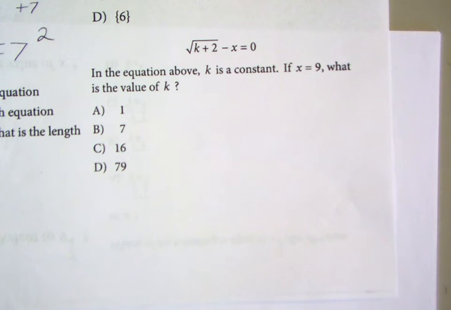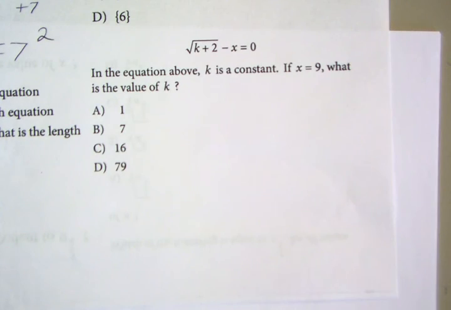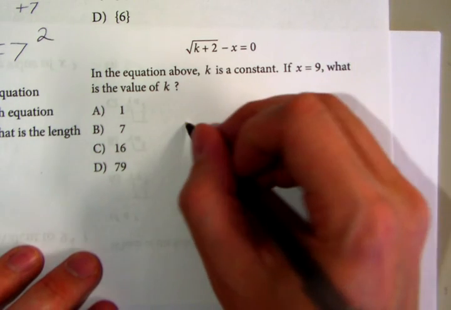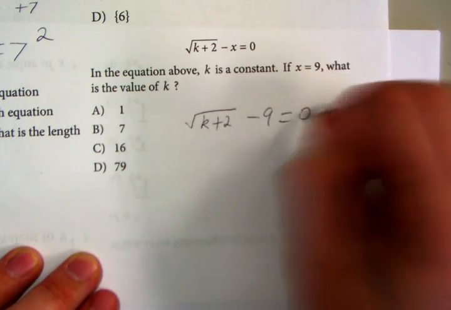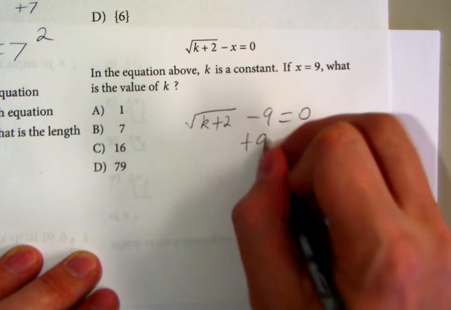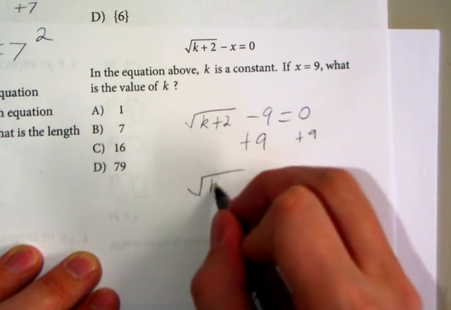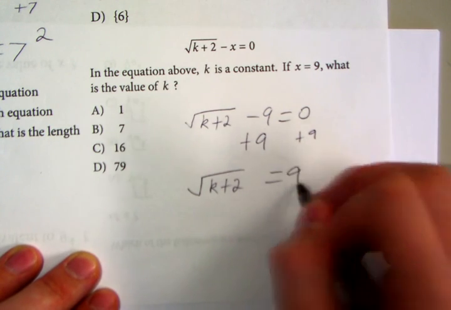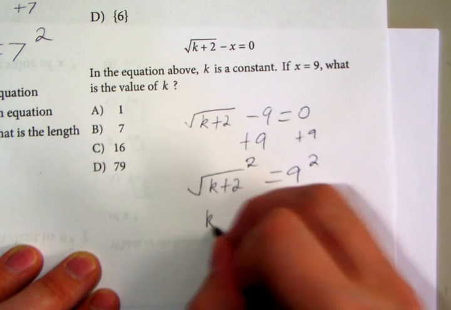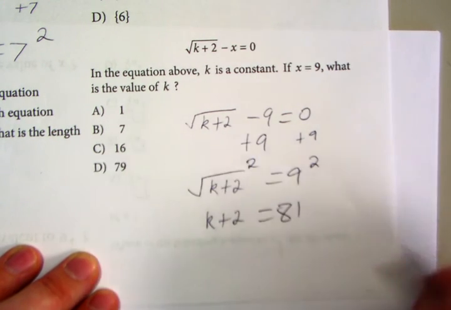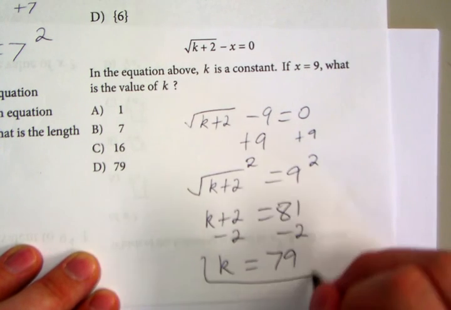For the bottom right, if we want to replace x with 9, this problem becomes the square root of k plus 2 minus 9 is equal to 0. We want to isolate the radical by adding 9 to both sides, and we're left with the square root of k plus 2 is equal to 9. To cancel out this radical, we can square both sides. We're left with k plus 2 is equal to 81. We subtract 2 from both sides, and we get 79.